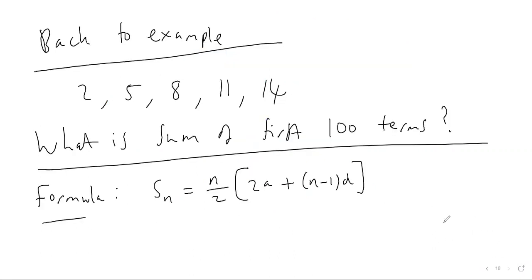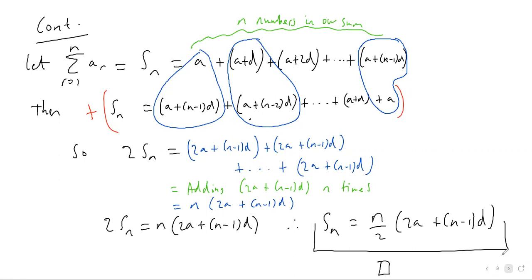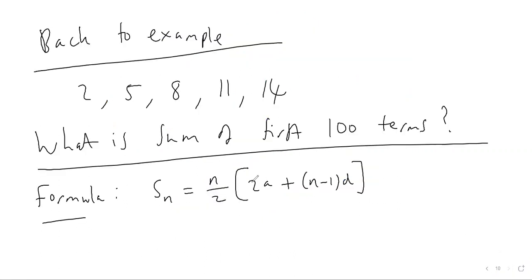So we have now proved that the sum of the first n terms of an arithmetic sequence is given by that formula there. Okay, so now let's go back to our example. So we've got 2, 5, 8, 11, 14. How do we sum the first 100 numbers of the sequence? Well, we're going to use the formula that we just proved: n over 2 times 2a plus (n minus 1)d. So we want to sum the first 100 terms. So our n value here is going to be 100.